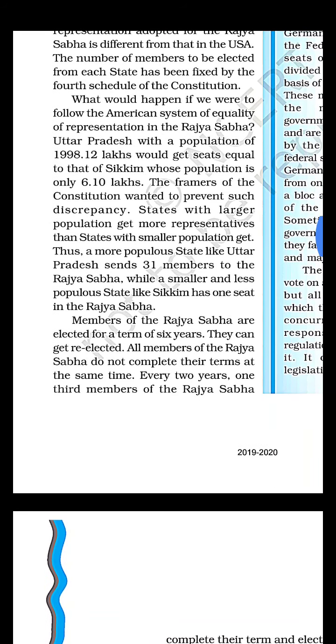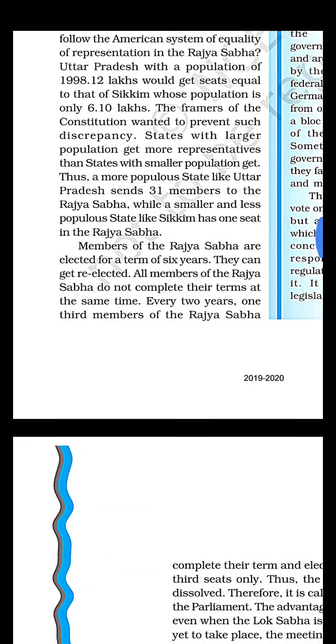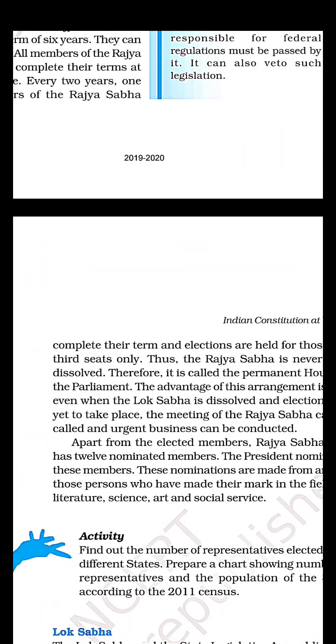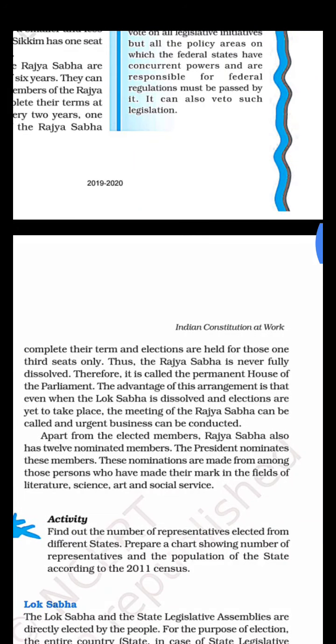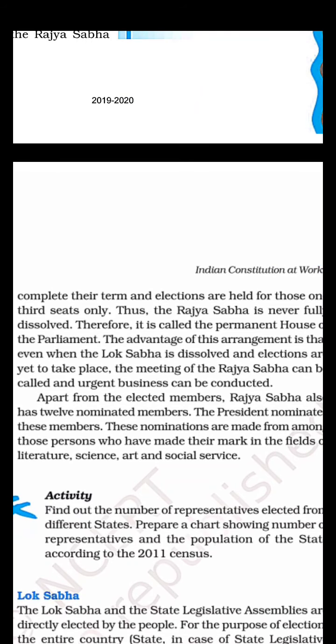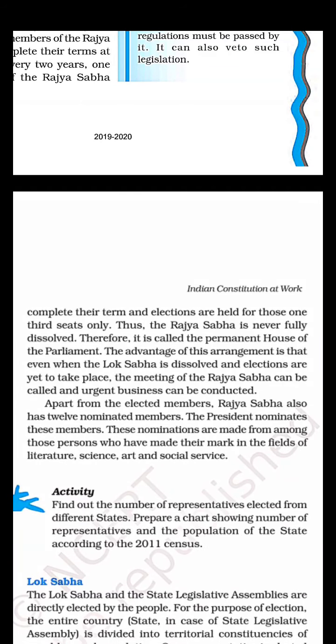All members of the Rajya Sabha do not complete their term at the same time. Every 2 years, one third of the members of the Rajya Sabha complete their term, and elections are held for those one third seats only, not for all, only for the vacant one third seats.